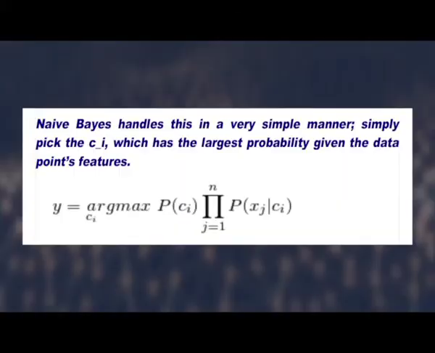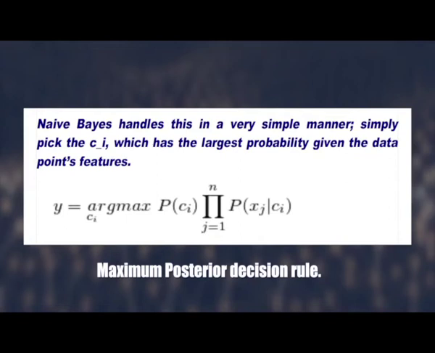With a way to estimate the probability of a given data point falling in a specific class, we can use this to produce classification. Naive-Bayes handles this in a very simple manner. Simply pick the Ci which has the largest probability given the data point's features. Given this, y is equal to argmax over Ci of probability of Ci times the product over j equal to 1 to n of probability of xj given Ci. This is called the maximum posterior decision rule.